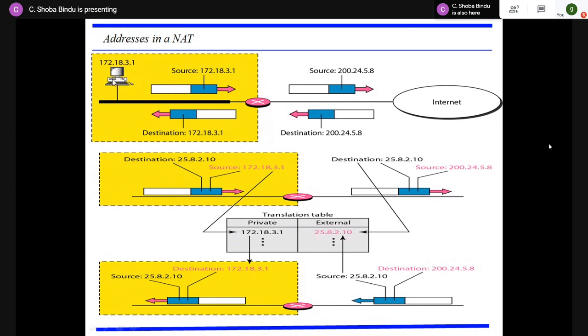So here, when this node is transmitting the packet to this destination, this will be the source address and this will be the destination address of this packet.